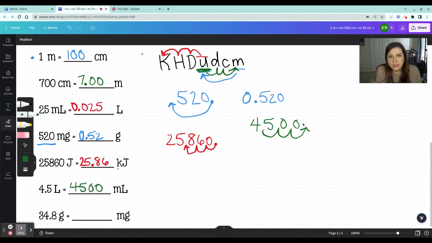Now, back to significant figures. I would not write the decimal here just because that would change my answer to have 4 significant figures. This has 2 sig figs, so I want my conversion to also have 2 sig figs. So I'm going to leave the decimal off of that answer.